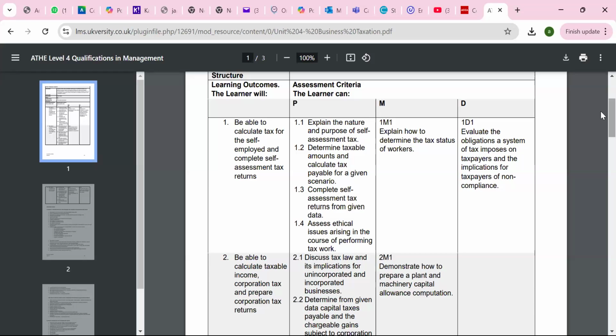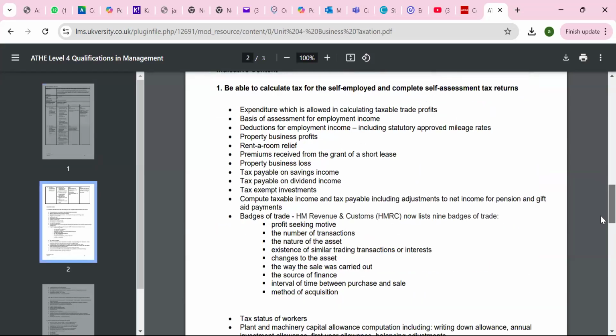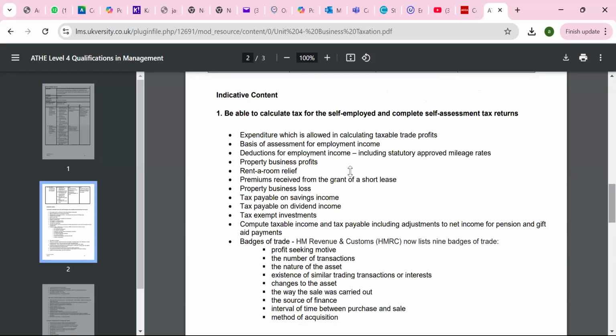Overall, our discussion will meet the assessment criteria. You want to look at how to determine the tax status of workers and evaluate the obligations of the tax system, and the implications if we don't follow the tax rules, so what the penalties will be. We've been given the indicative content: expenses, allowable expenses, basis of assessment, deductions from employment, properties, rent-a-room, and a number of these issues.